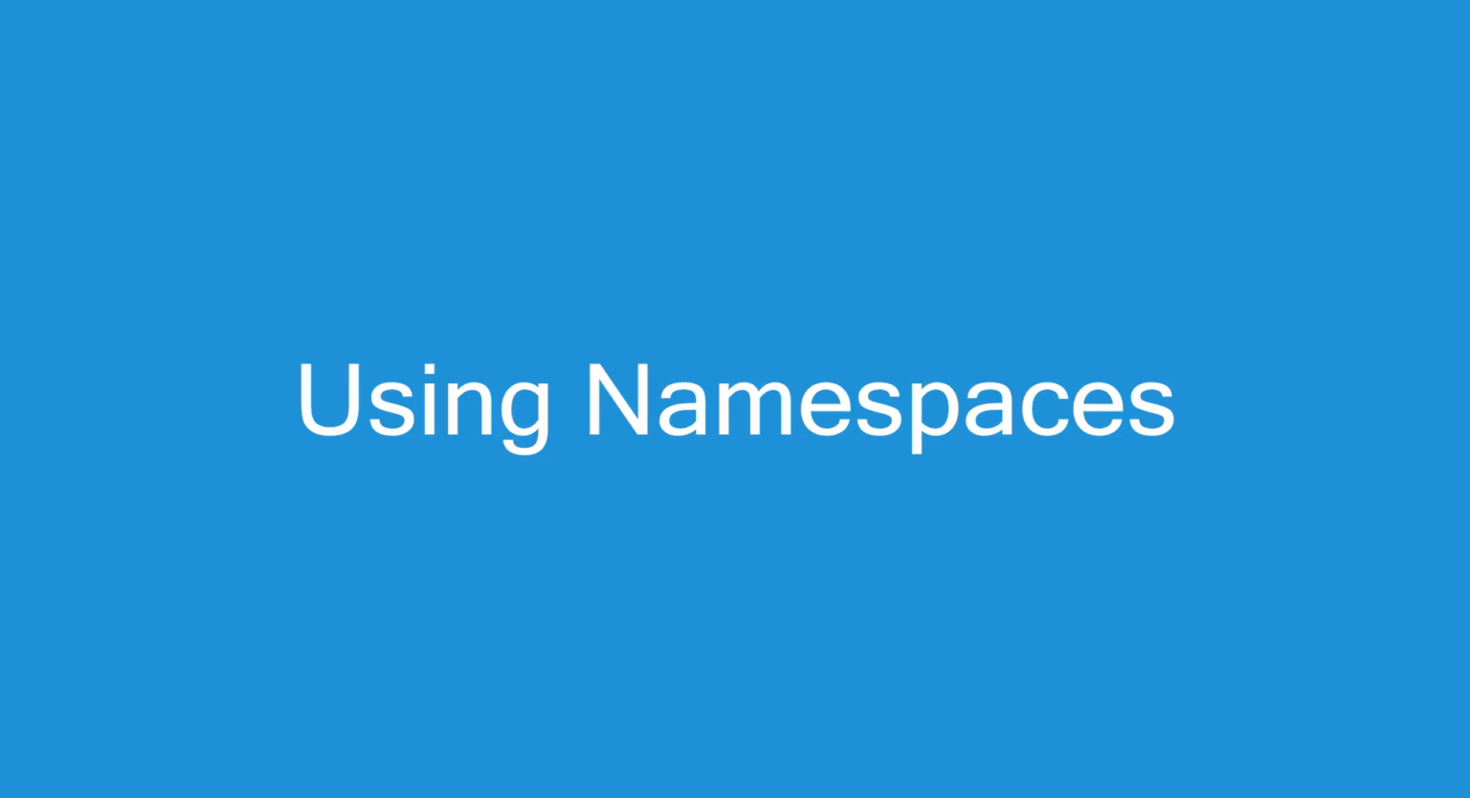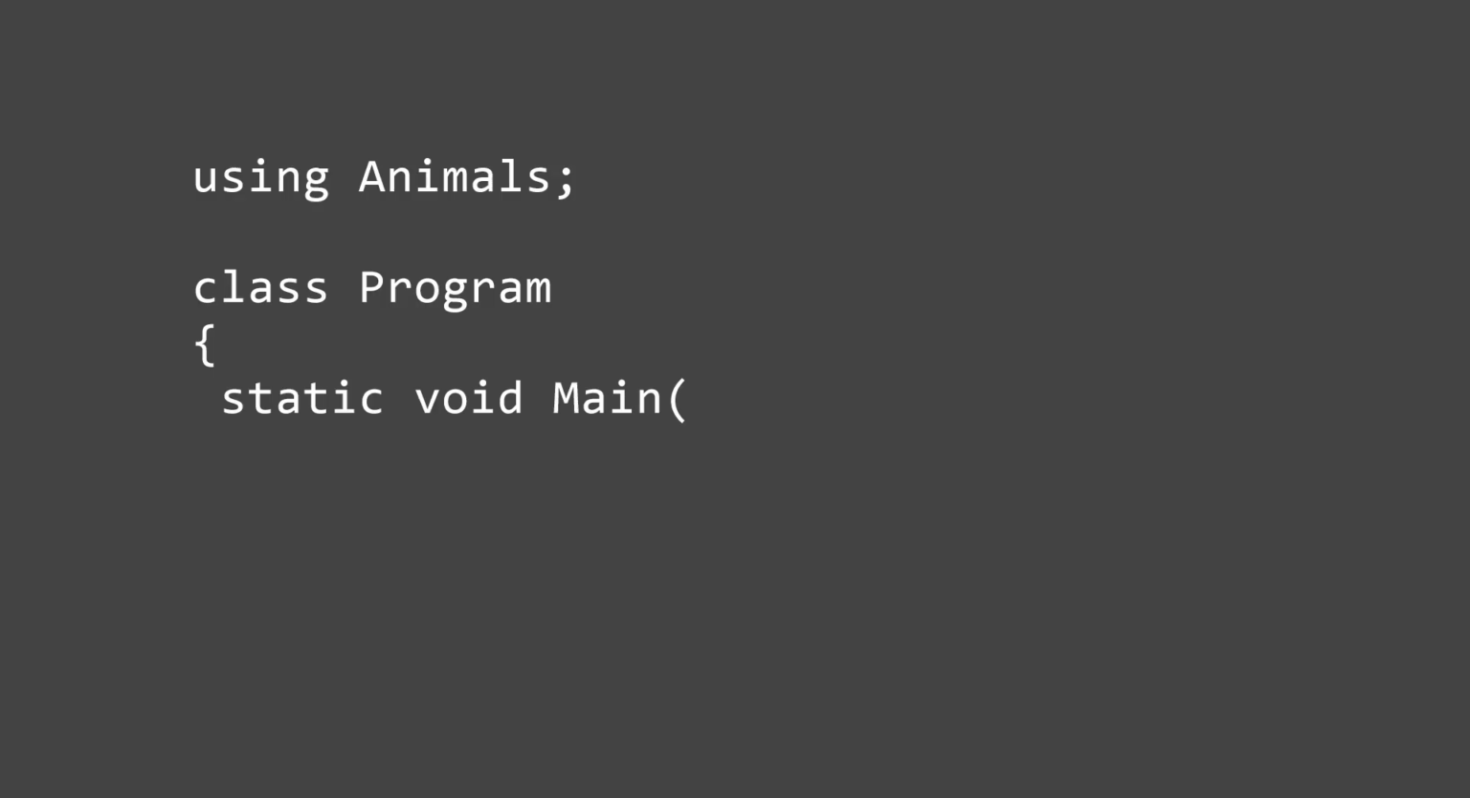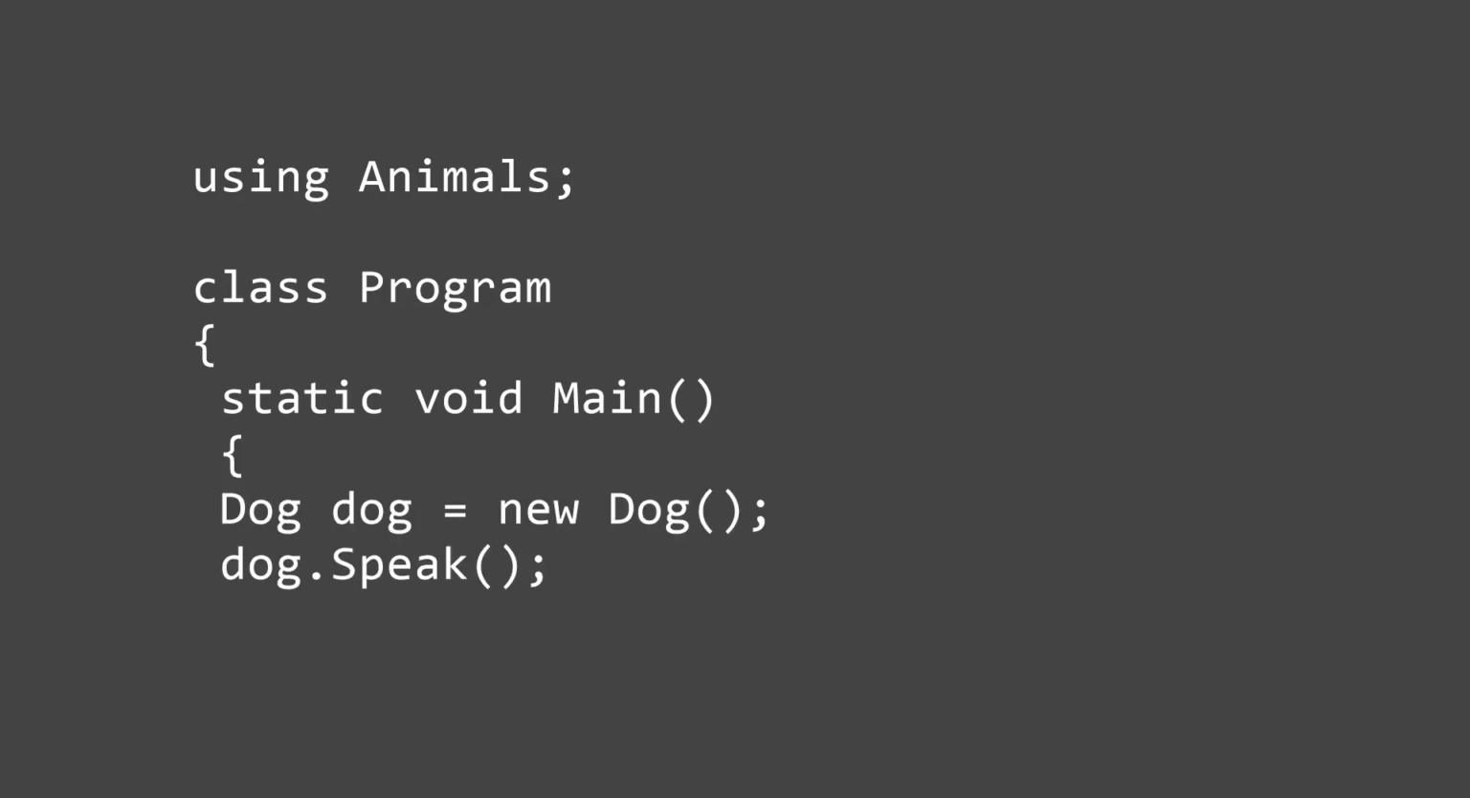Using namespaces. You can use using directives to access code from other namespaces without fully qualifying their names in your code.